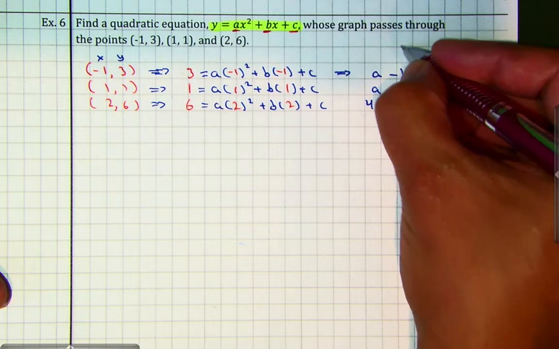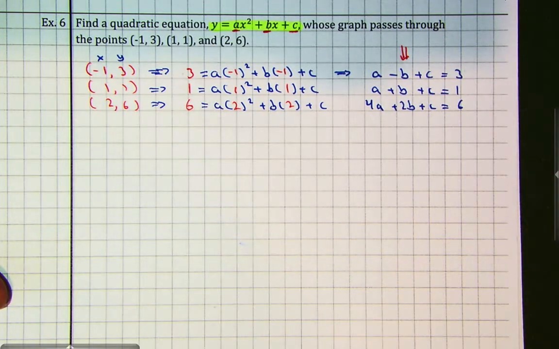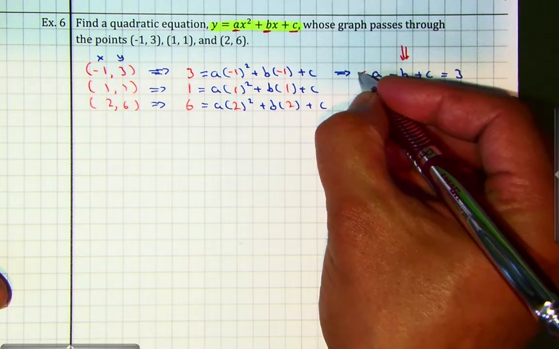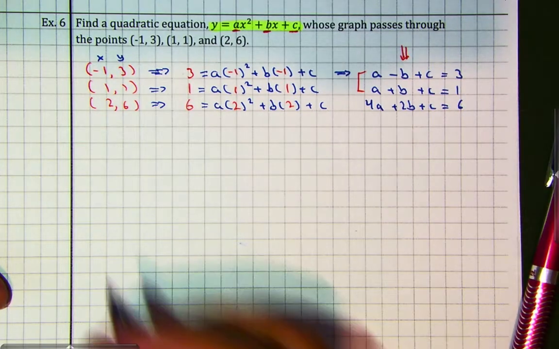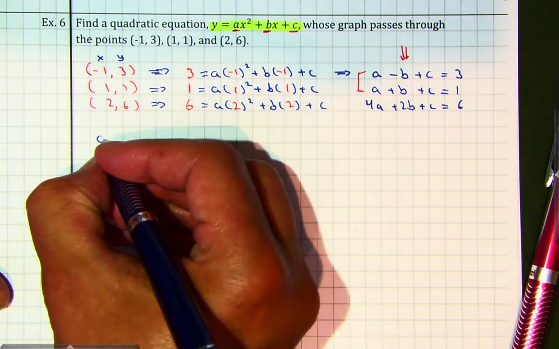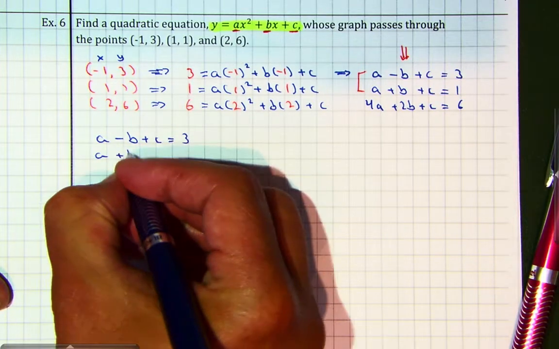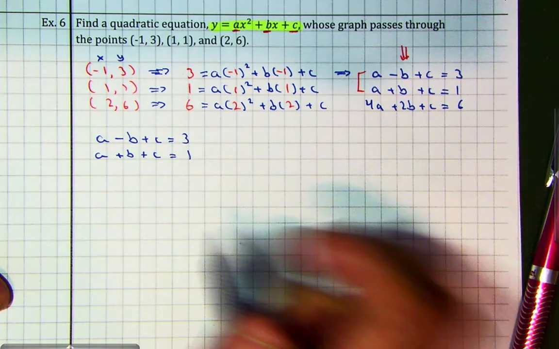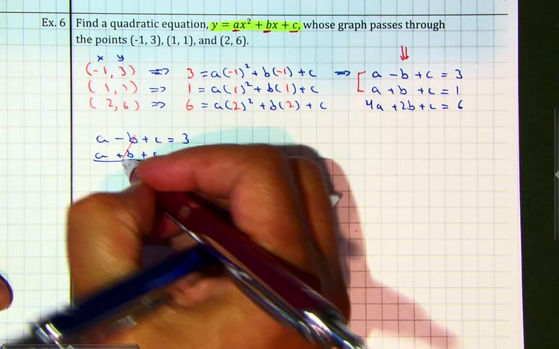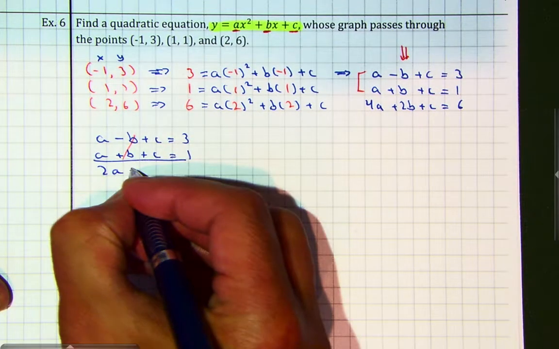So I'm going to cancel the b's. I'm going to get my first equation and the second equation, and the b's automatically cancel. So therefore I have a minus b plus c equals 3. A plus b plus c equals 1. My b is cancelled, so therefore I have 2a plus 2c equals 4.